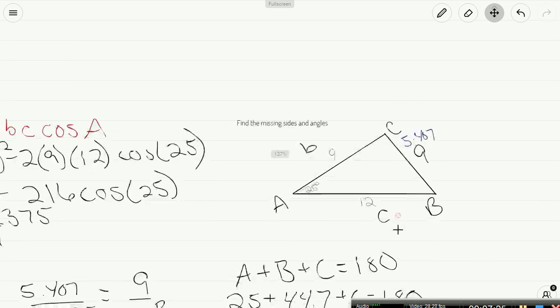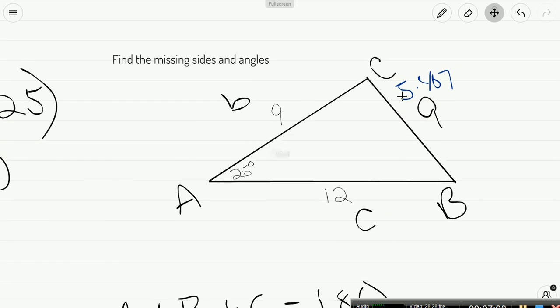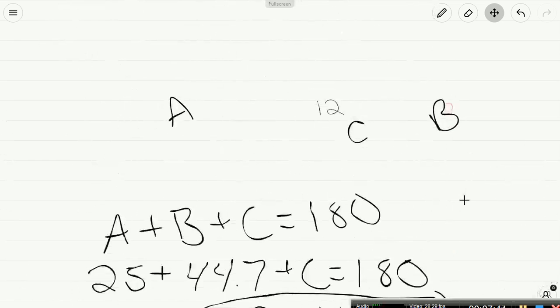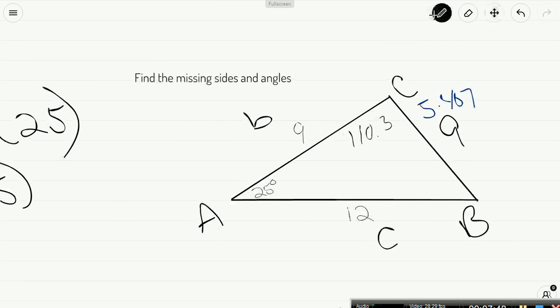All right, so now we go back to our triangle, and it looks like we have all of our angles and all of our sides. Angle C is 110.3. And then angle B, if you look back down here, when we found it out the first time, B is going to be 44.7.